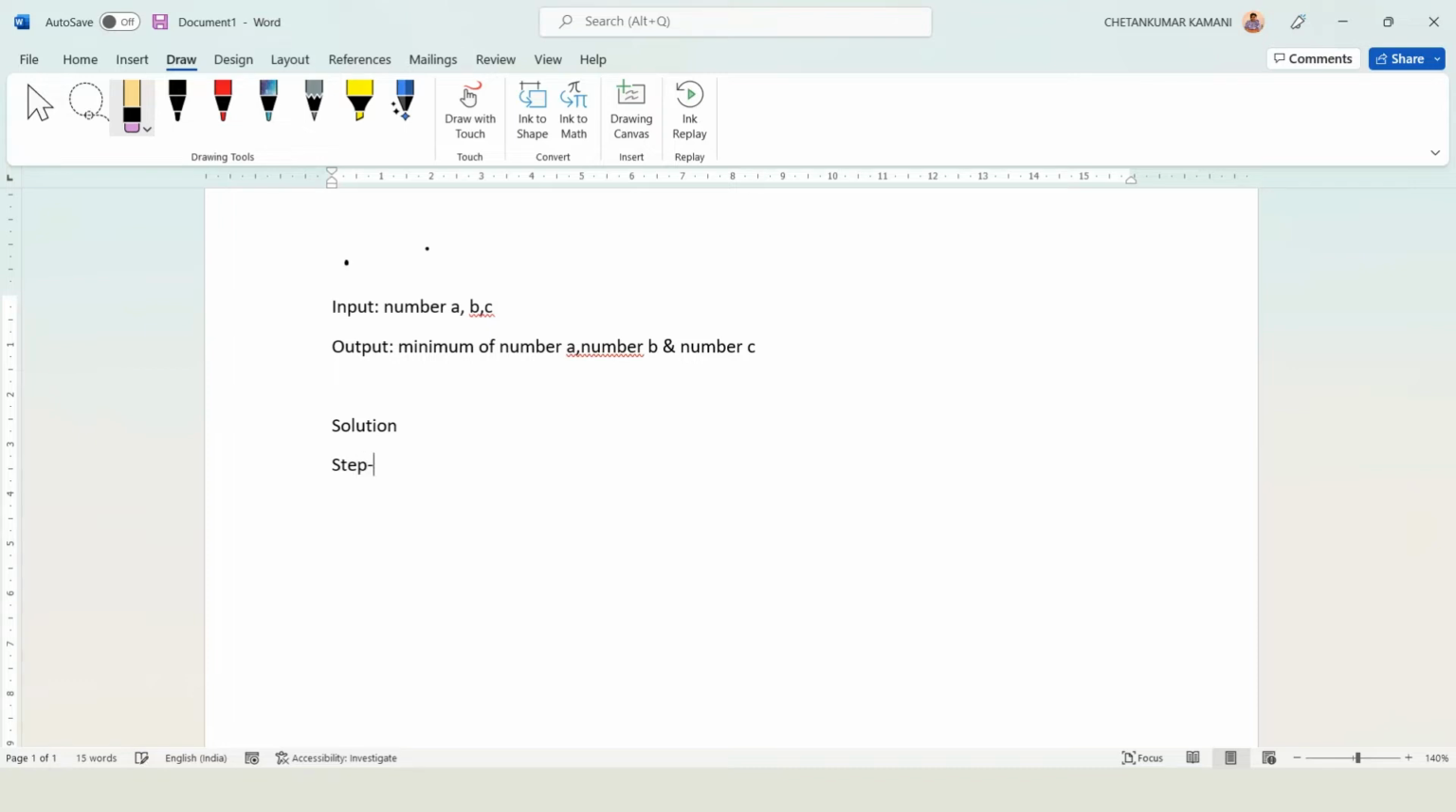Step number 1, start. Step number 2, read number A, number B and number C. You can decompose step number 2 into 3 different steps, but I have combined them here. Step 2, read number A, read number B and read number C. Then step 3, we have to compare A with B.